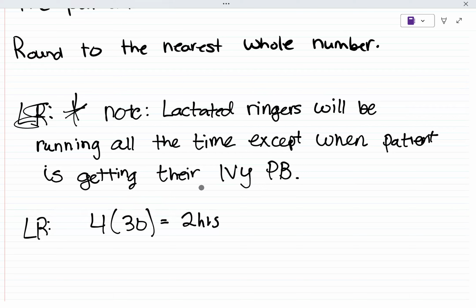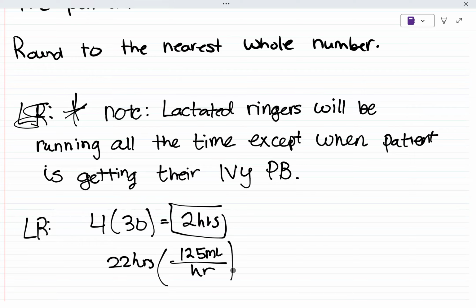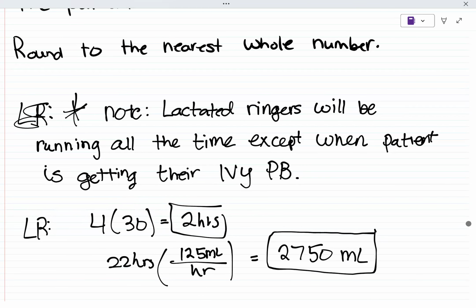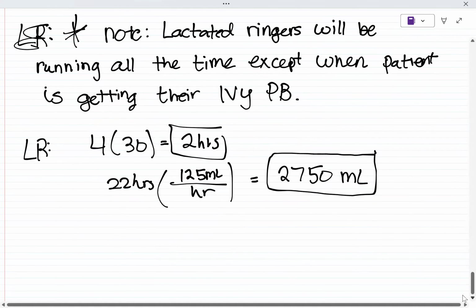So keep in mind we're doing this in one 24-hour period. We only did 2 hours, so we need to go 22 more hours. So 22 hours times the rate, which was 125 milliliters per hour, right? And you get 2,750 milliliters. Okay, so that was for the lactated Ringer's.